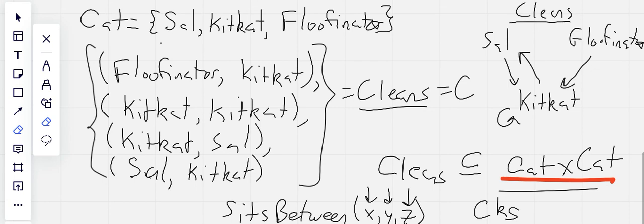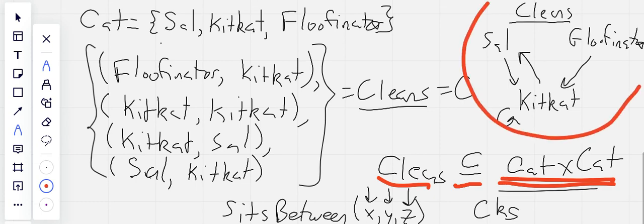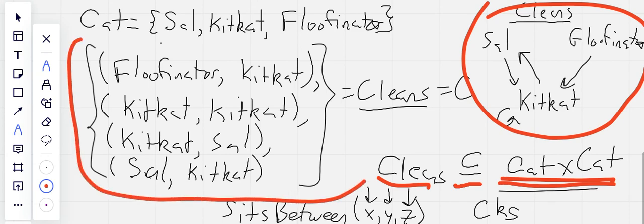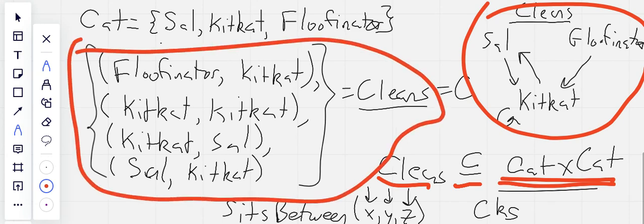Okay, so predicates are subsets of Cartesian products. That's what interpretations basically do: they set our predicates to the particular subset that we have as a model of the world. So this set here is one interpretation of the cleans predicate. Okay, I'm going to stop there.